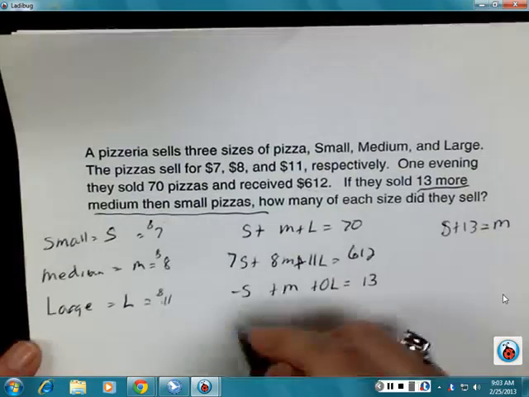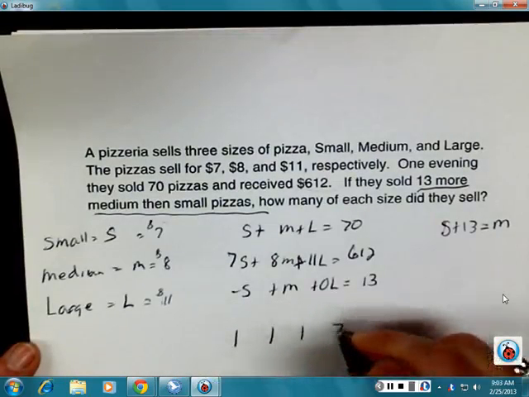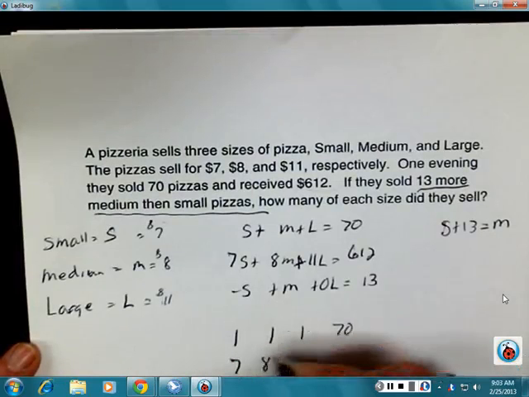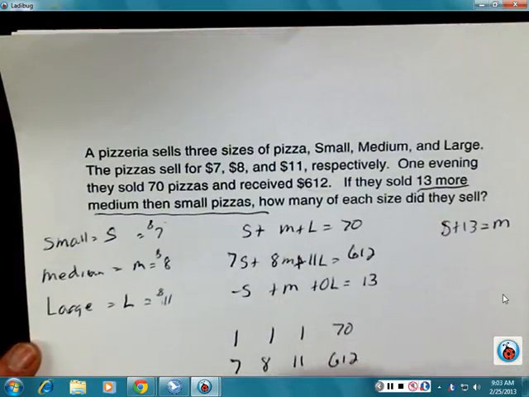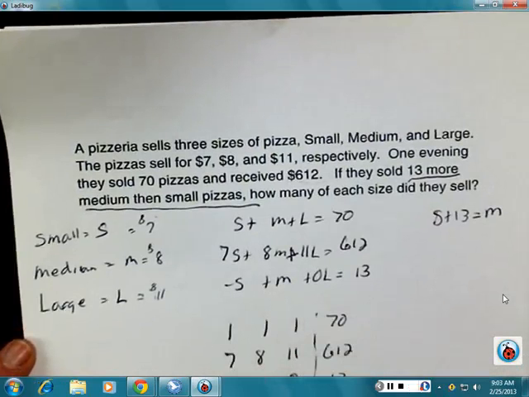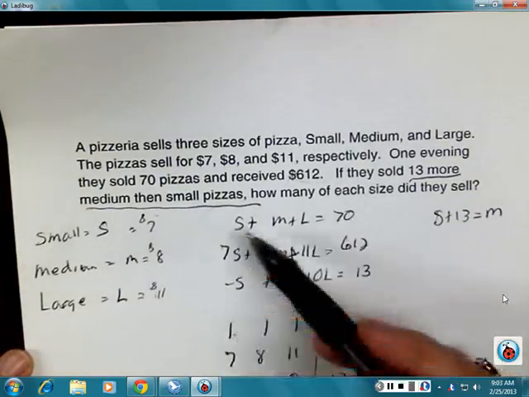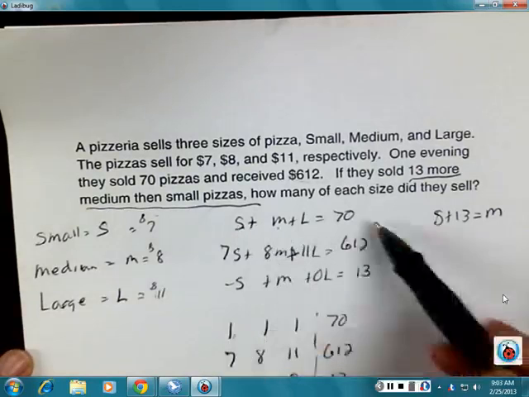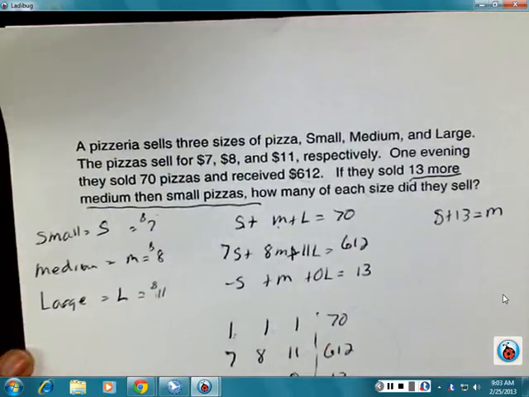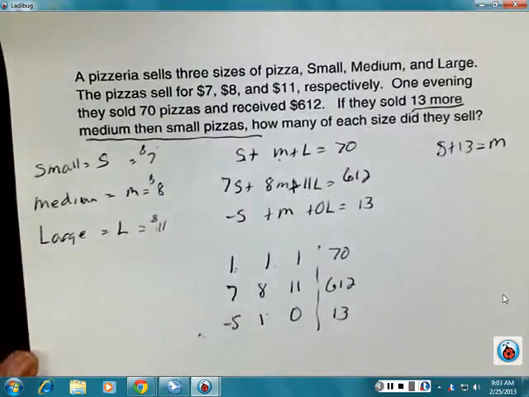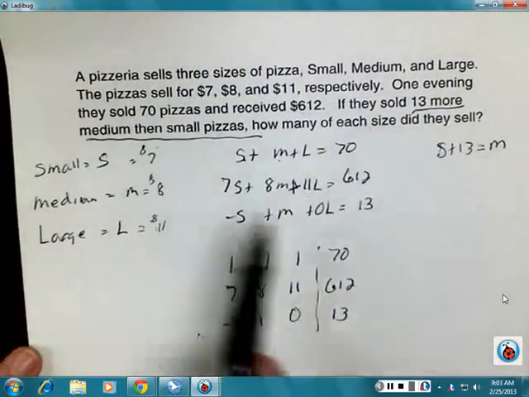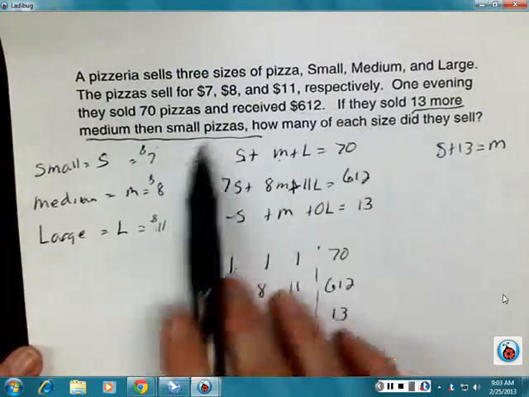So my augmented one will be 1, 1, 1, 70, 7, 8, 11, 612, negative 1, 1, 0, 13. And so that's the augmented part. Now realize these augmented pieces can go back to this by simply putting that number in front of whatever letters they give you for those. And in Hawks it will ask you in 8.7 to put it back into its standard form, and this is what its standard form would be.